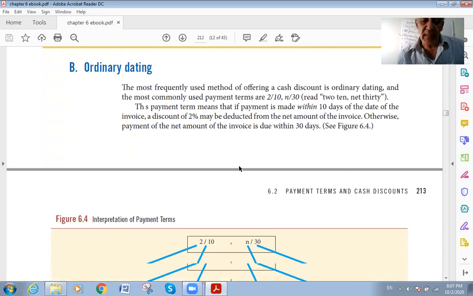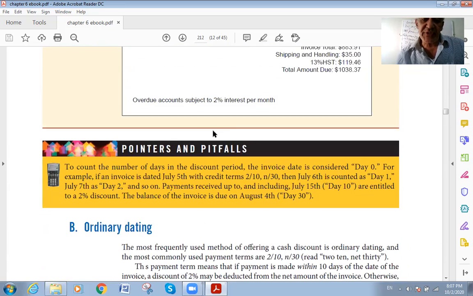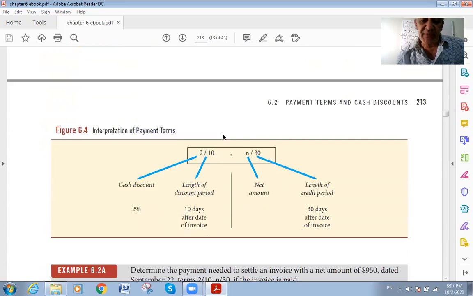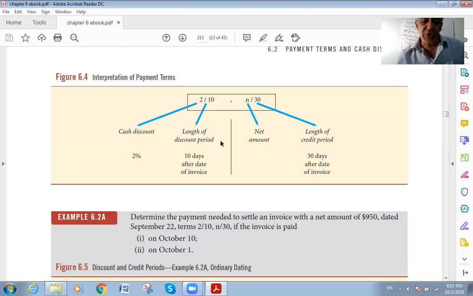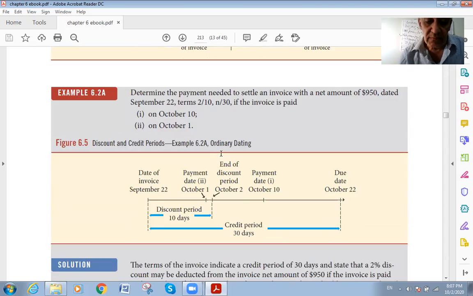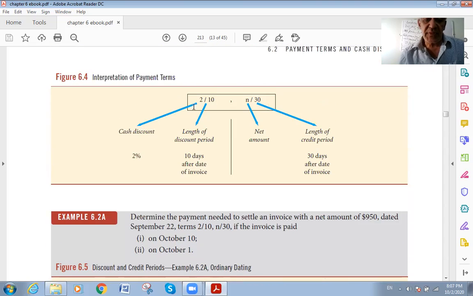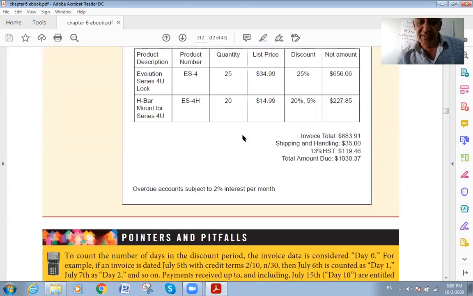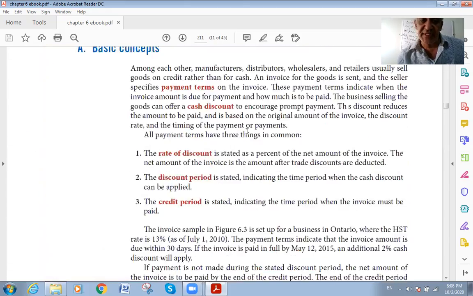Okay. What about the overdue interest for months? I will show you now. This is 2 by 10. That's what we're talking about. That means you will take a cash discount of 2% if you pay within 10 days. This is the net amount, 30 length of credit period after date of invoice. So from the date of the invoice, you will pay within 30 days.